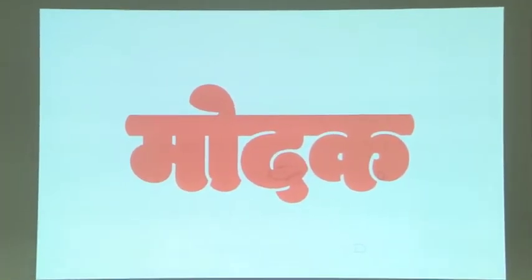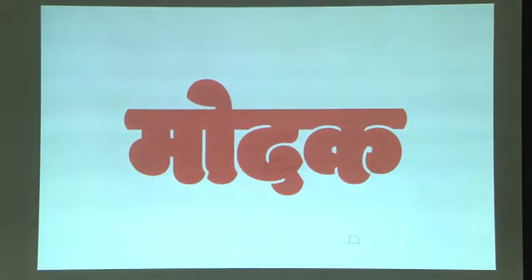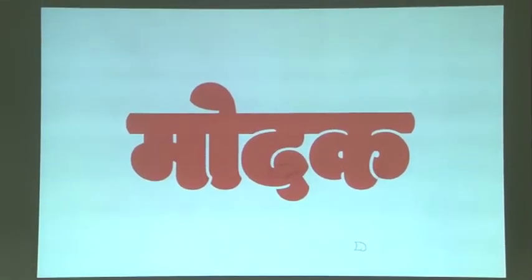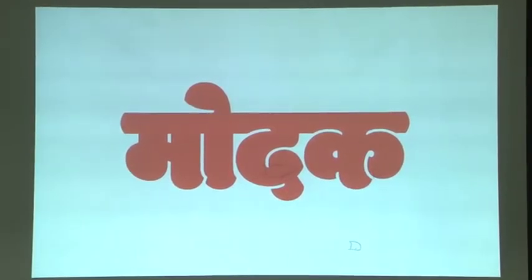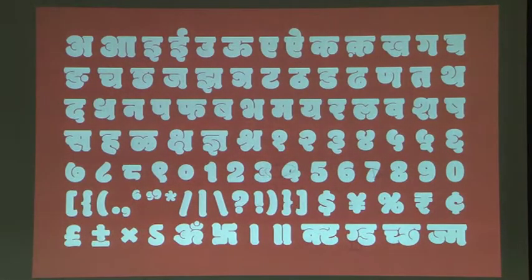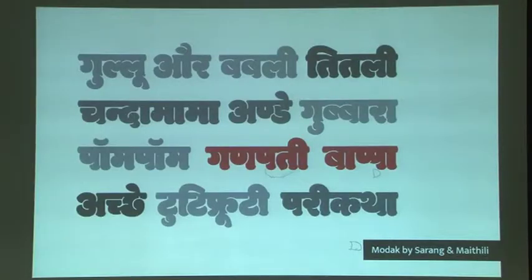I'll start with Modak. This is done by this young girl Maithili over there and Sarang. Modak is this rich Golgondas font which we've made. Some people thought that we could not scale it up. How will you get complex conjuncts in this? So this is how the entire glyph set looks. There's an entire typeface which looks like this, and when you use it in sentences, it will look like this. Ganapati Bappa, Tutti Frutti, and so on and so forth.